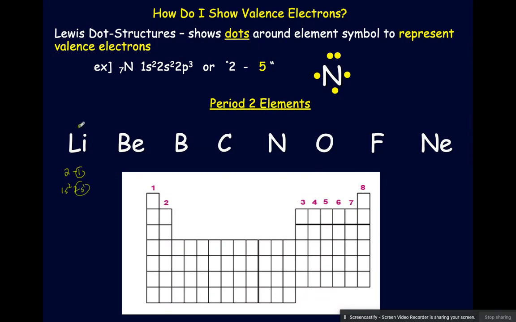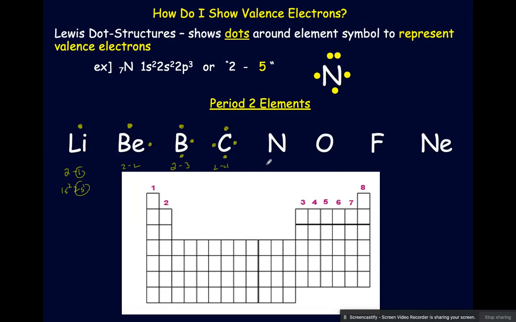There's my valence. I have 1 dot. Okay, beryllium is going to add 1 more to be a 2-2, so we're going to go beryllium here and beryllium there. Boron becomes a 2-3. I'm going to go 1, 2, and 3. Okay, carbon is going to be a 2-4. I'm going to go 1, 2, 3, 4.